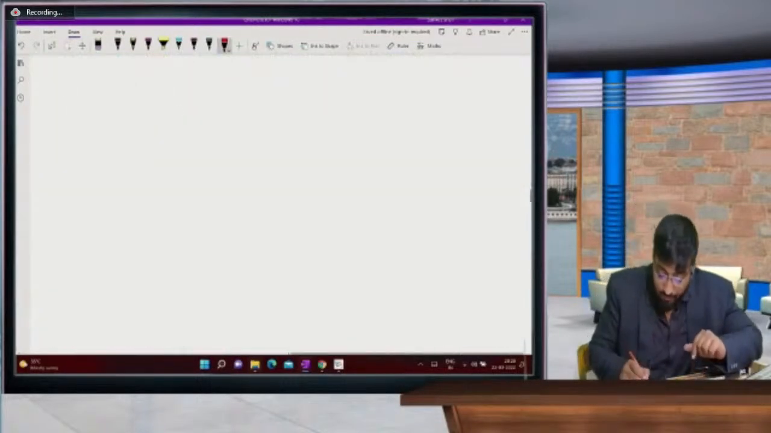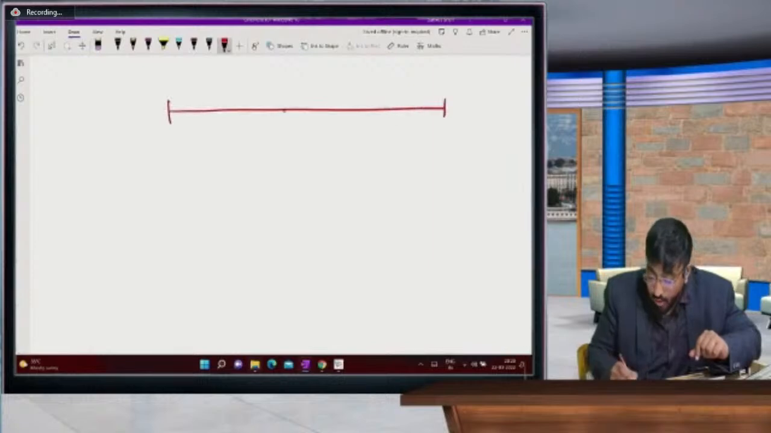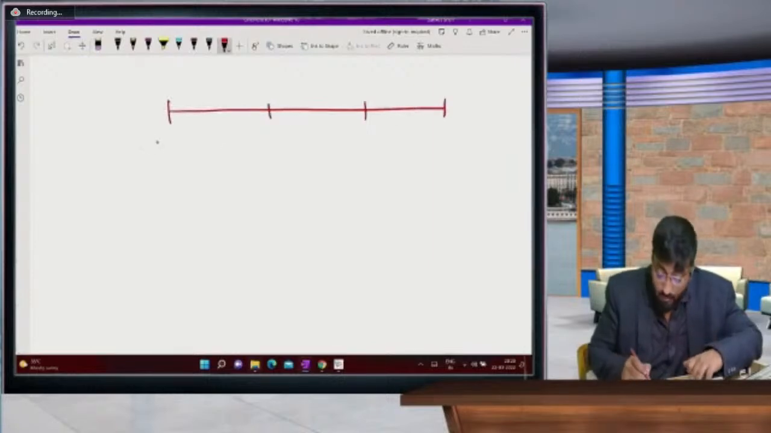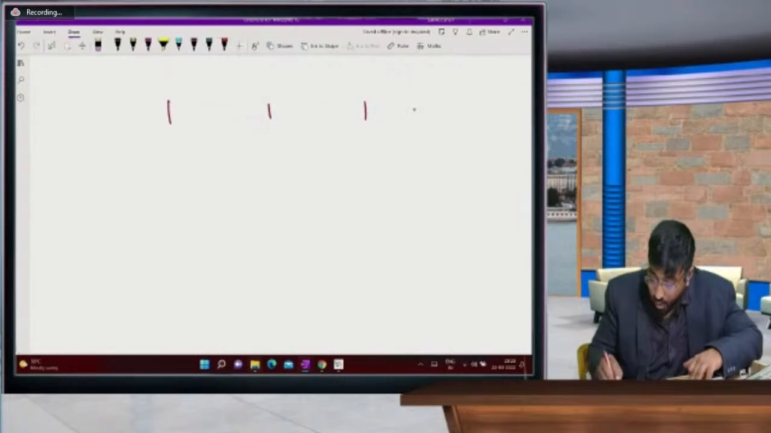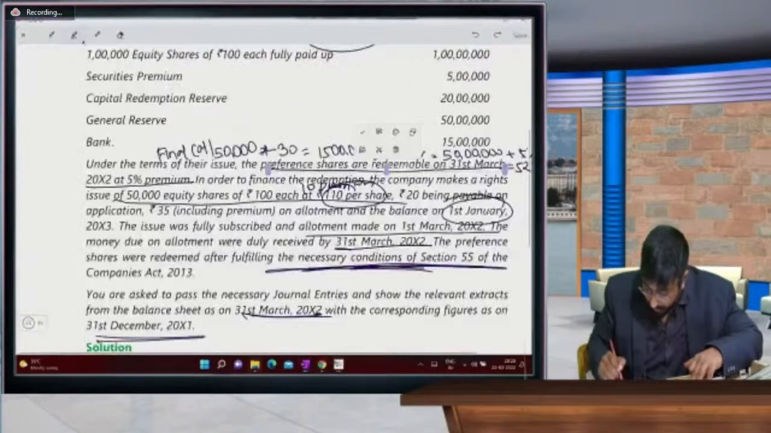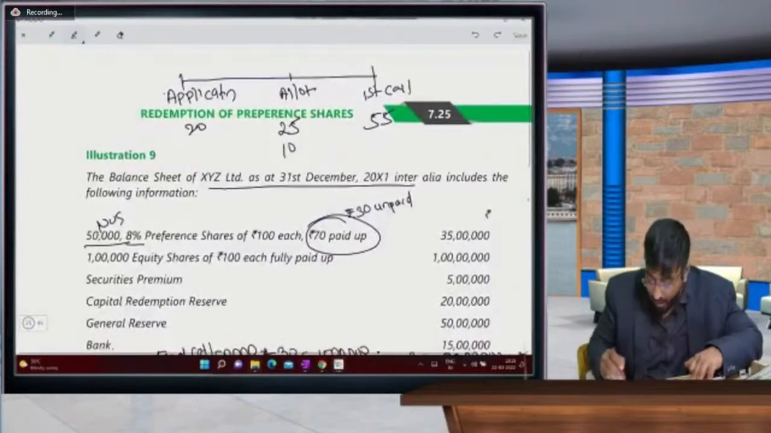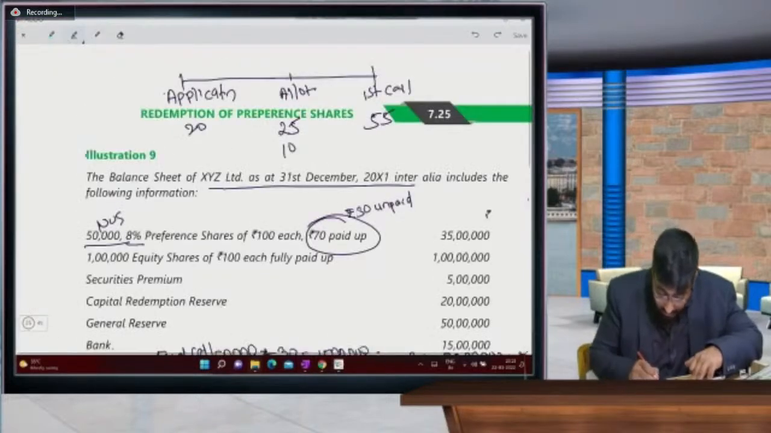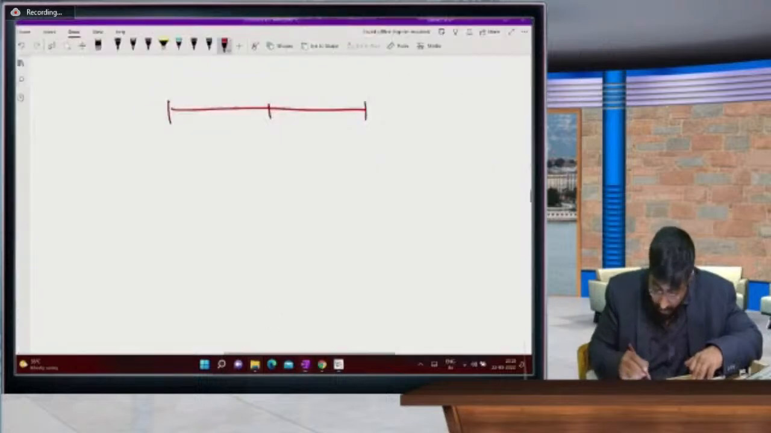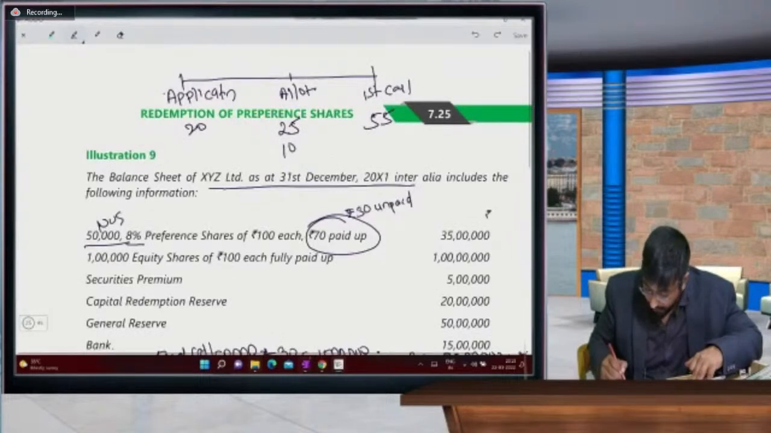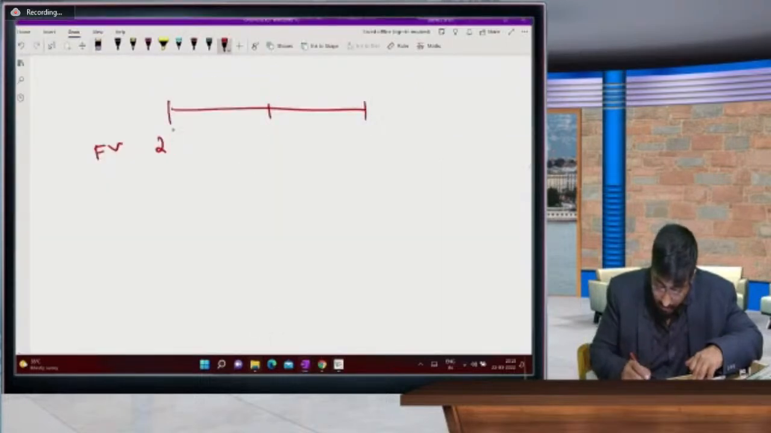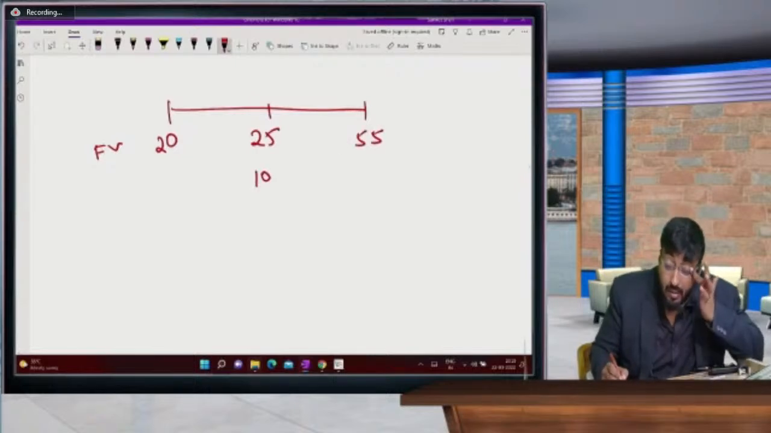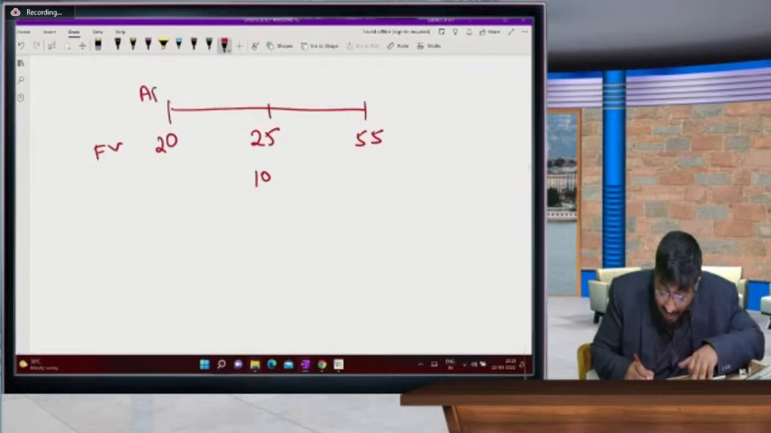See beta, those students who are from direct entry, face value. See beta, I will tell you only for face value. What are the entries? So here, your 100 rupees face value, 100, divided it in 3 parts: 20, 25, 10, and 55. Remember, this is called as application.